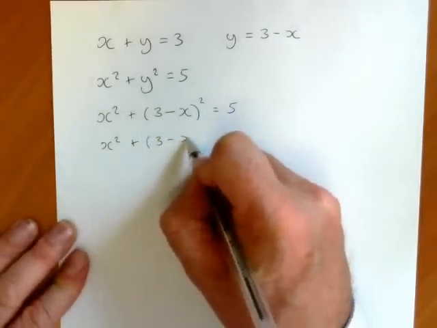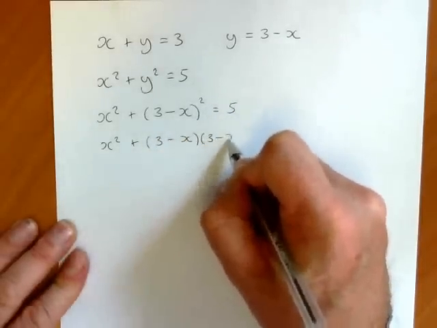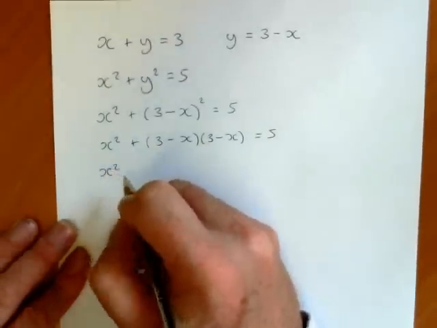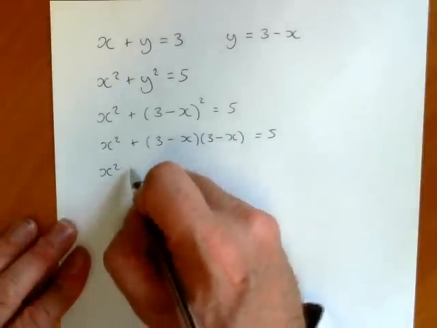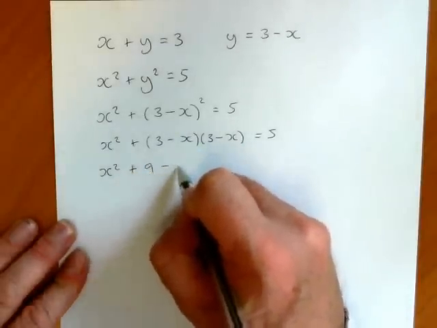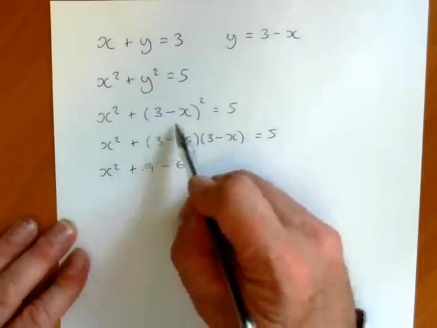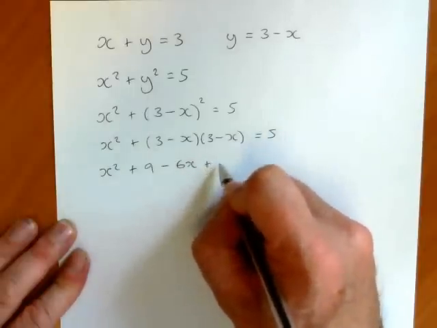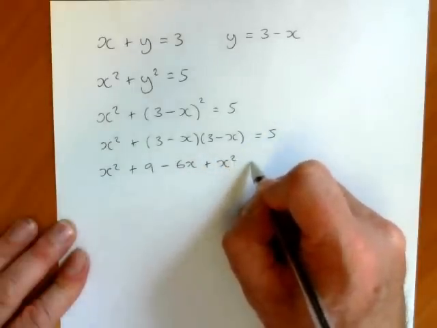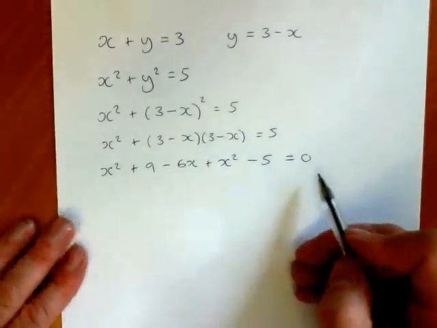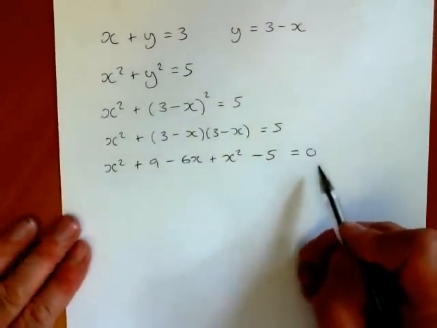I'll just do it this way so you're completely sure about how I'm doing it. It's (3 minus x) squared. And then I need to multiply out my brackets. I'm going to get 9 minus 6x, that's the minus x times 3 happening twice, plus x squared. And I'll bring that 5 over so we can set it equal to 0. We need it set equal to 0 so we can factorise.